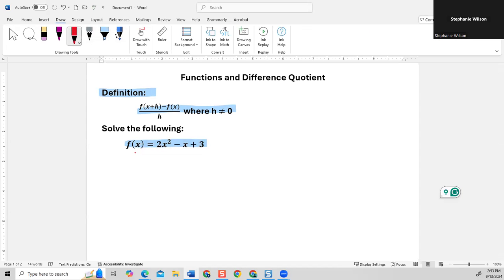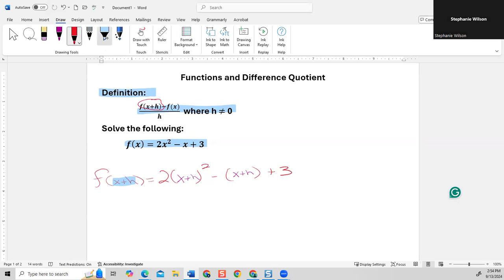You could do this in parts, and that's what I'm going to do because it may be helpful. I'm going to look at this first part in the numerator, and I'm going to take that f of x plus h. This is telling me that everywhere in my function that I see x, I'm going to put in x plus h. So let's take this function here: 2 times x squared minus x plus 3. And again, everywhere I see x, let's plug in x plus h, x plus h. And now let's start solving.